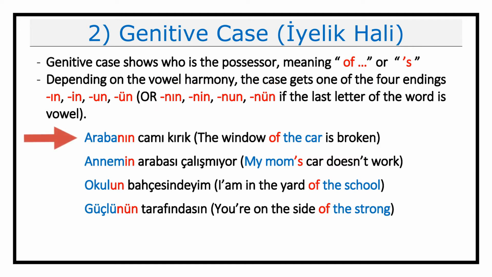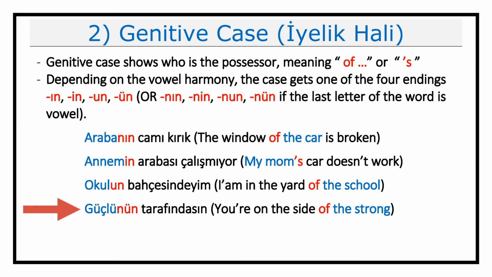Arabanın camı kırık. Annemin arabası çalışmıyor. Okulun bahçesindeyim. Güçlünün tarafındasın. As you can see from the sentences, the endings are attached to the word that denotes the possessor. Also pay attention to the last example.